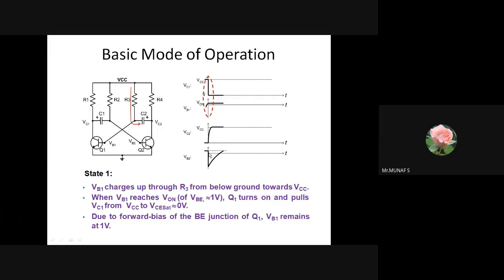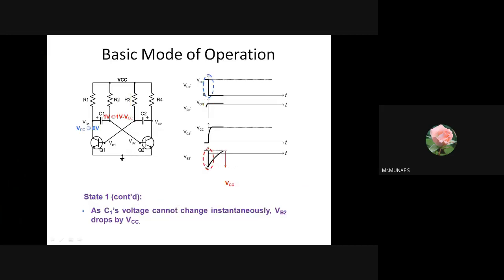Similarly for VB2, for transistor Q2, it goes from positive to negative, and the curve indicates the capacitor charging and discharging. In that mode, the capacitor C1 cannot react instantaneously and cannot change the voltage suddenly, so the voltage changes slightly, and the conduction of transistors Q1 and Q2 will take some delay.